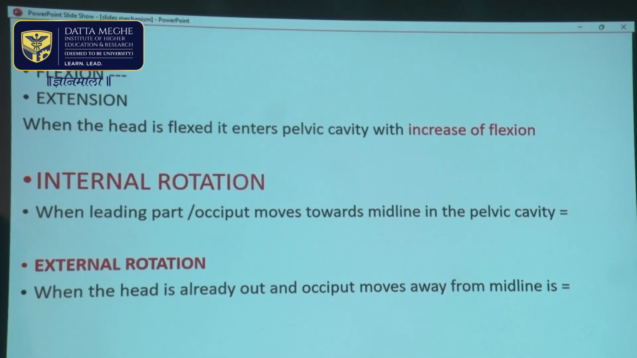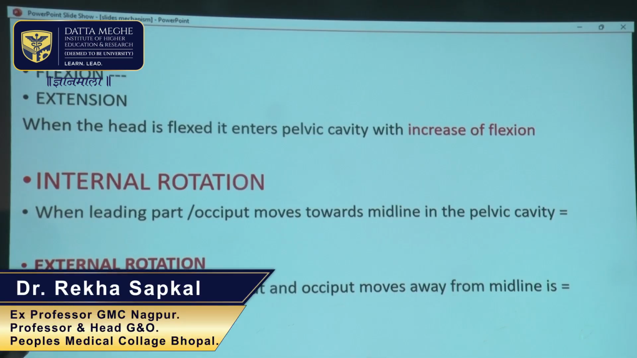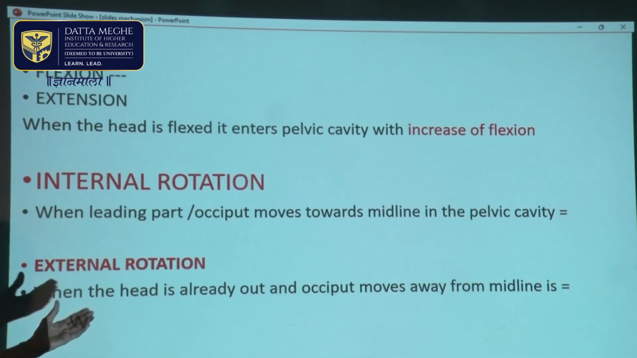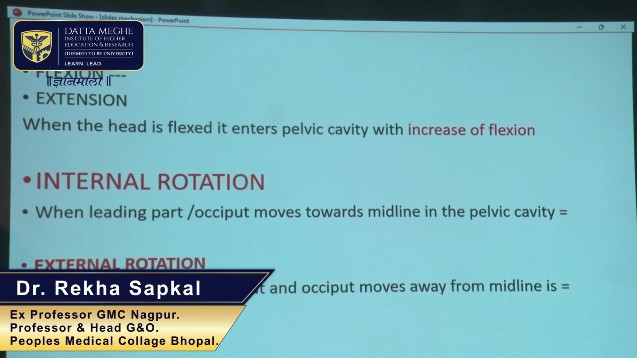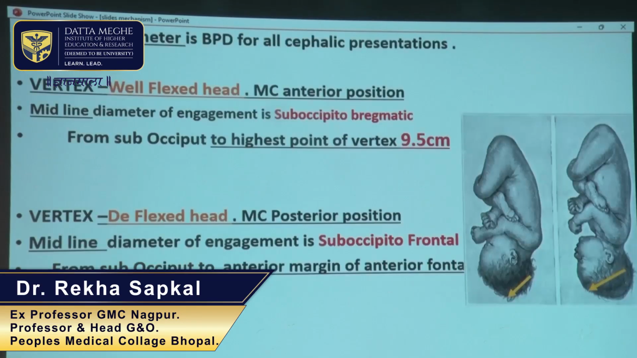When the occiput or the leading part moves away from midline is external rotation. So, what is external rotation? Where it occurs? It occurs externally outside the introitus. We describe it, this movement occurs due to internal rotation of the shoulder, but still we describe the mechanism in relation with the leading part, that is occiput. We say there is external rotation of the occiput due to internal rotation of the shoulder and shoulder gets blown out. So, that is how the internal rotation and external rotation you should understand.